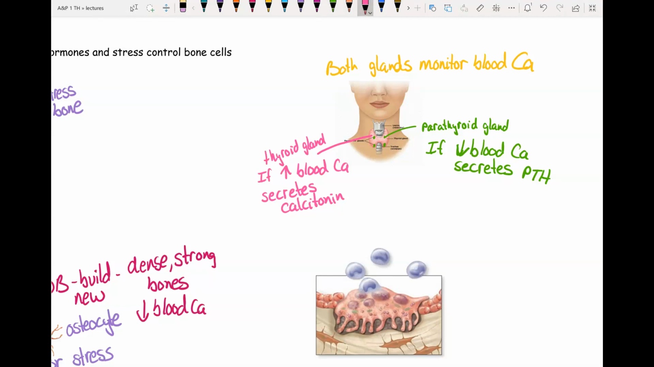Now, I have to put an asterisk here by this, though. Calcitonin is mainly only effective in children, and we don't know why. Science has not figured this out, but we know that this only works in children. Adults are pretty much just running on PTH.